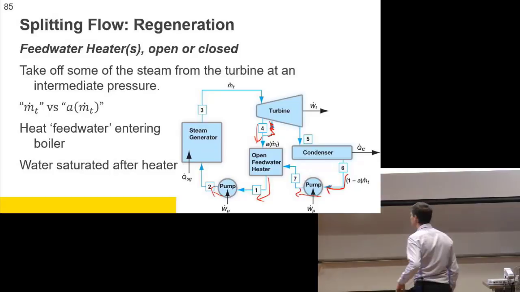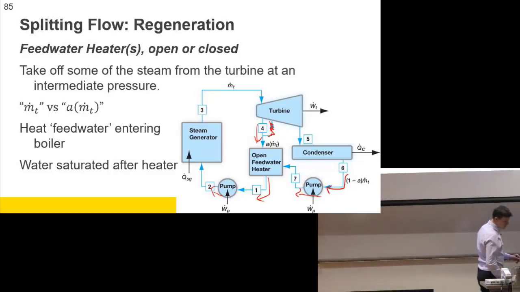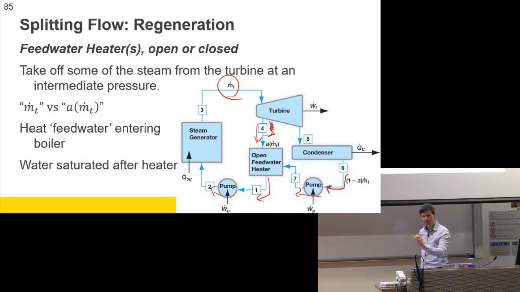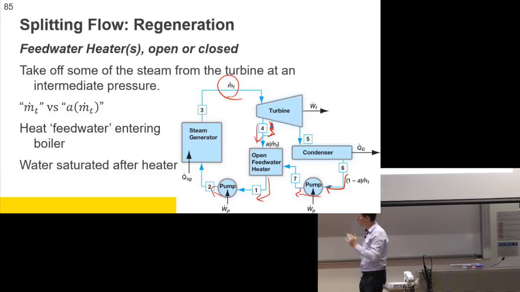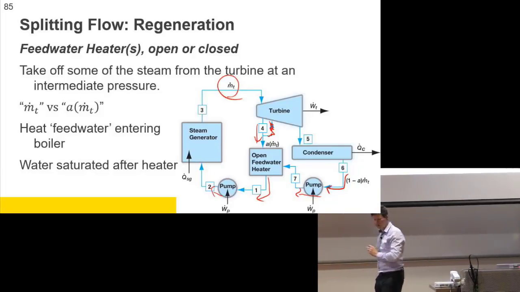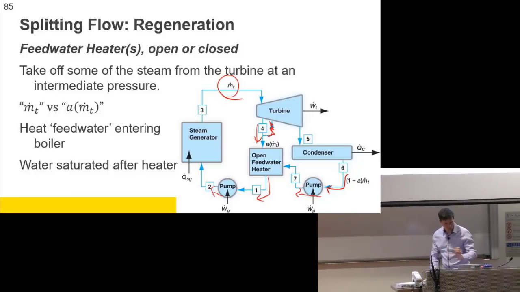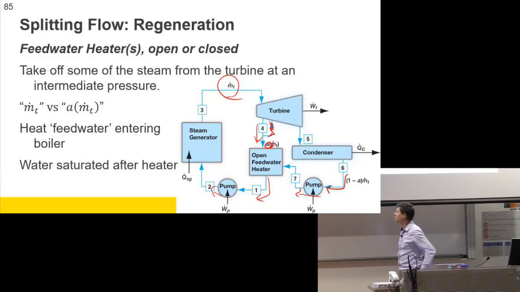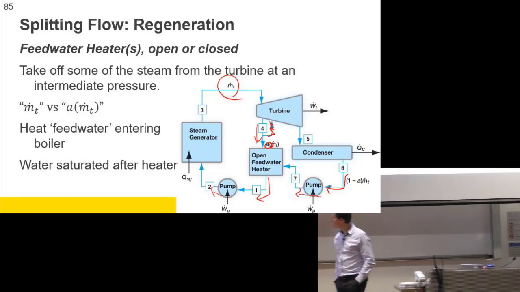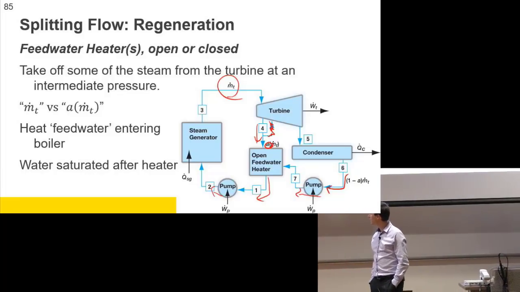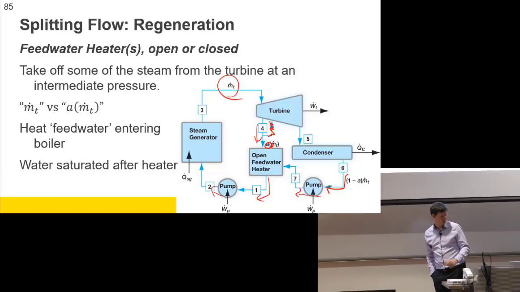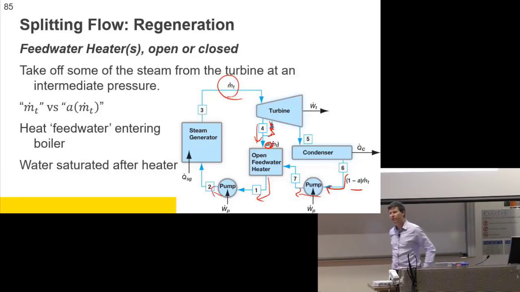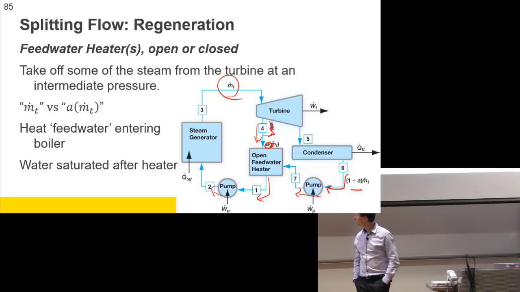So we've got a mass flow of steam entering the turbine, denoted M dot, so that's our mass flow rate. And we're taking some fraction, A, a number between 0 and 1, off into our open feed water heater. And then the rest, 1 minus A, will flow through the condenser and off to the pumps.